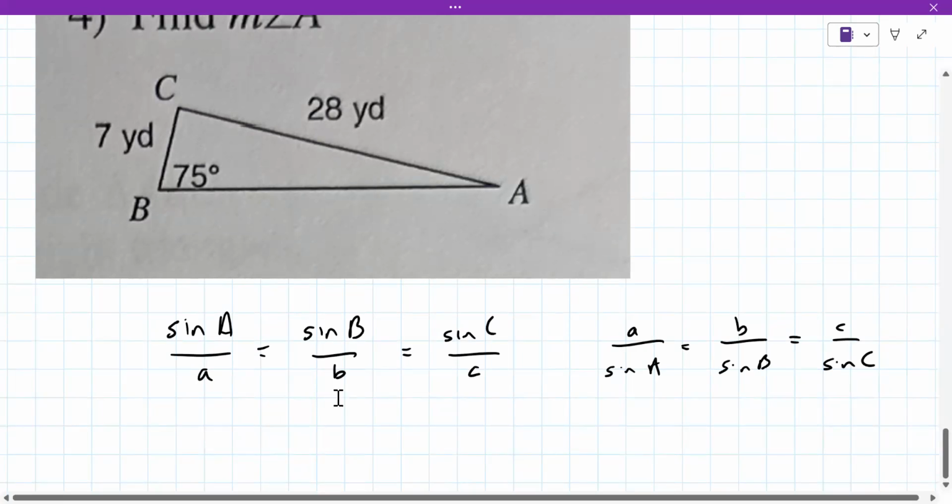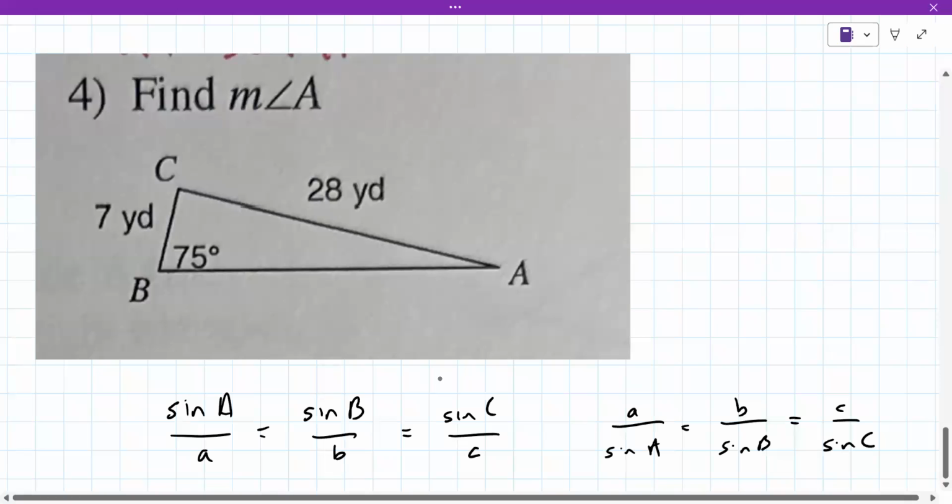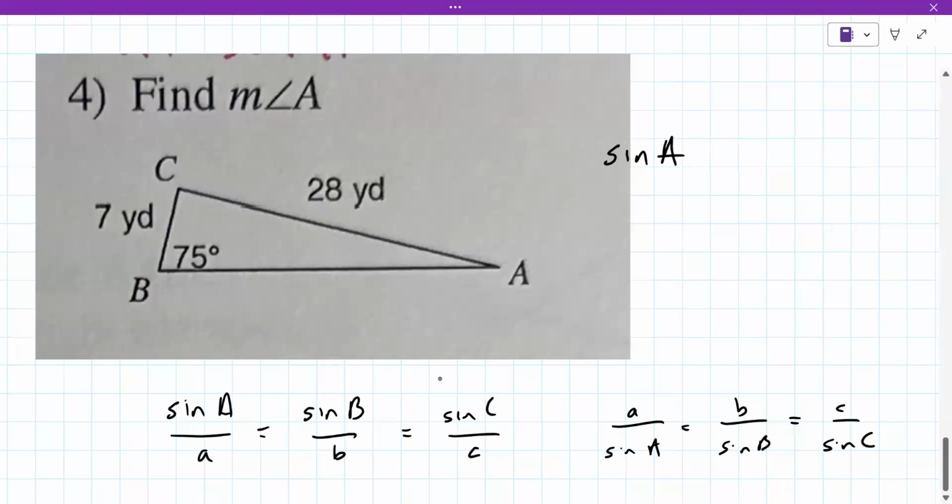Don't let me influence you quite yet. But more importantly, I always put the thing you're trying to find in the top left. That's just my standard go-to. And so the thing we're trying to find is measure of angle A. So you can put little a below it. And then you have to use the given stuff.